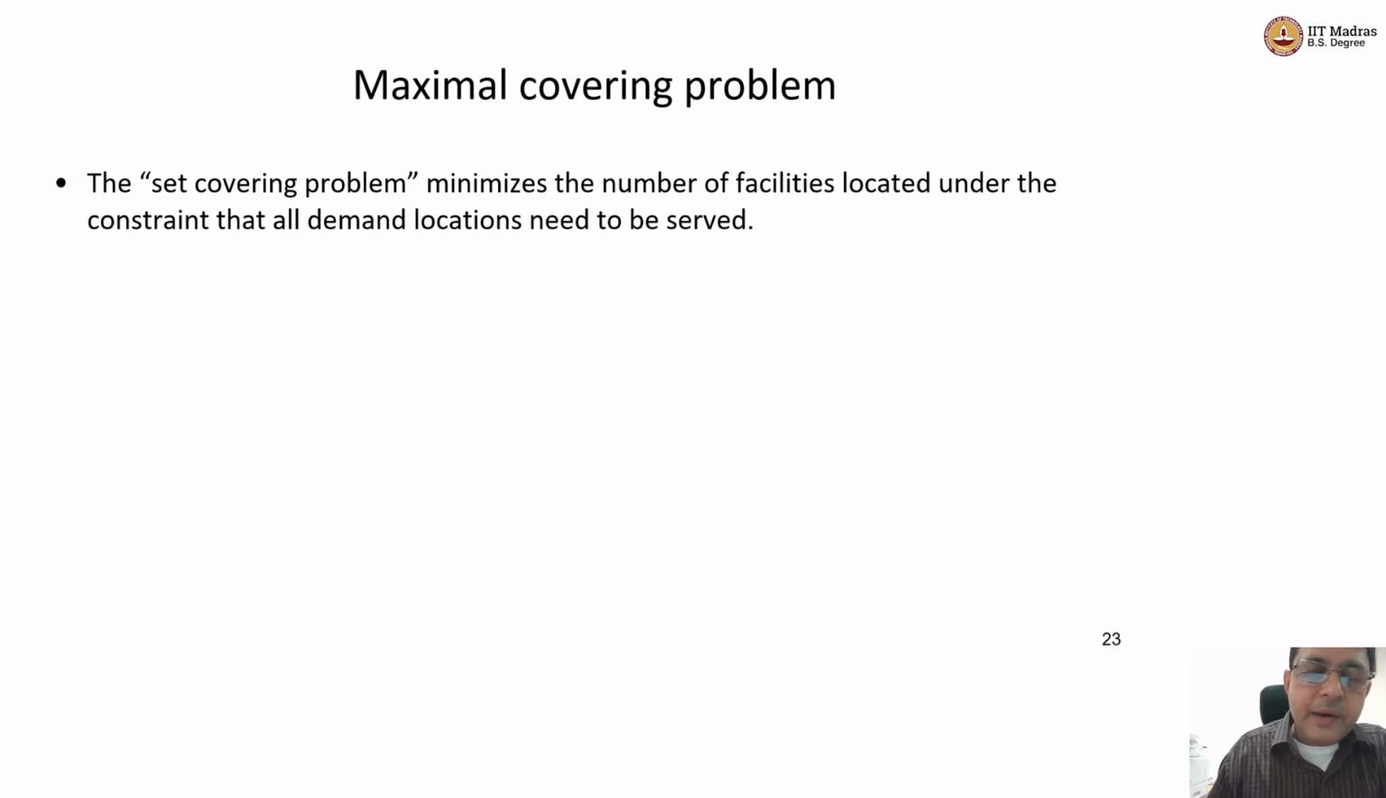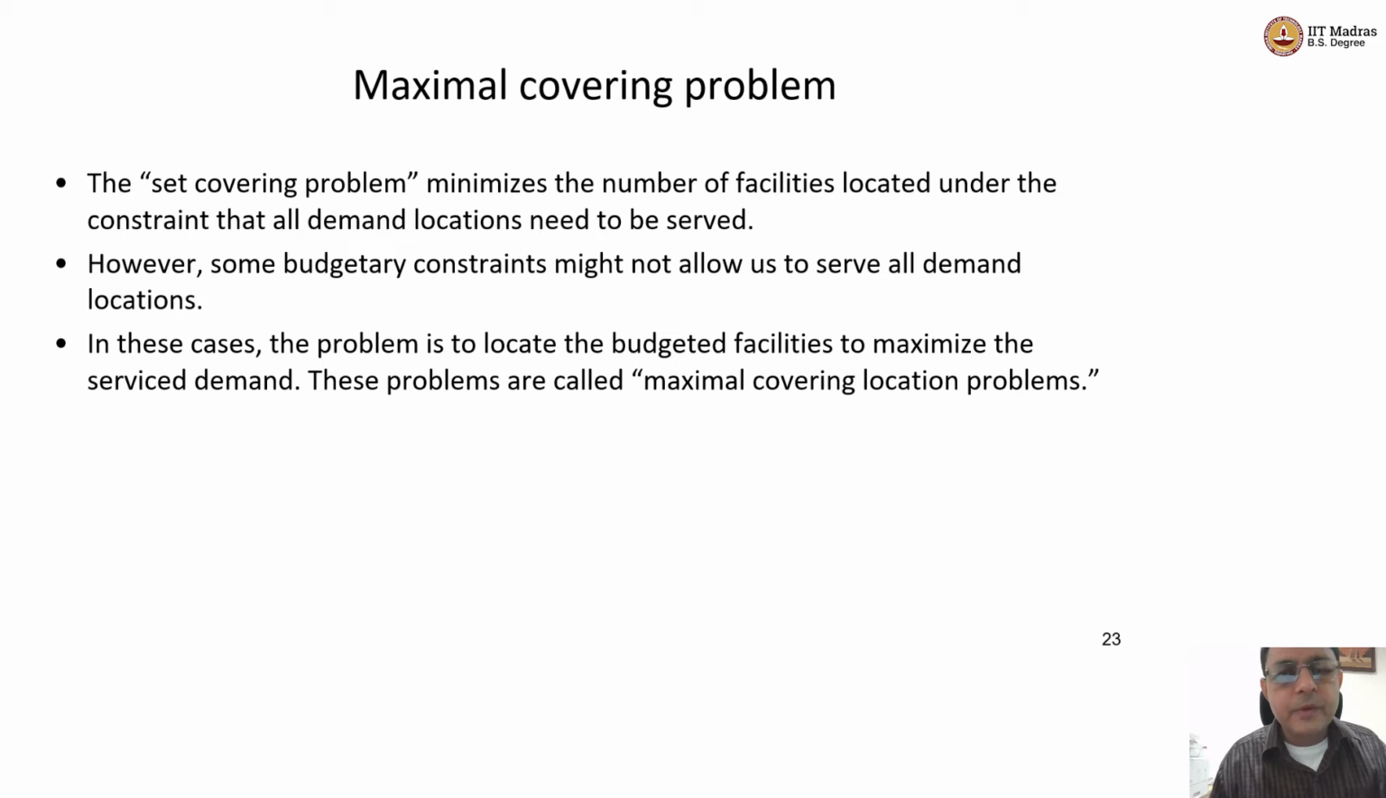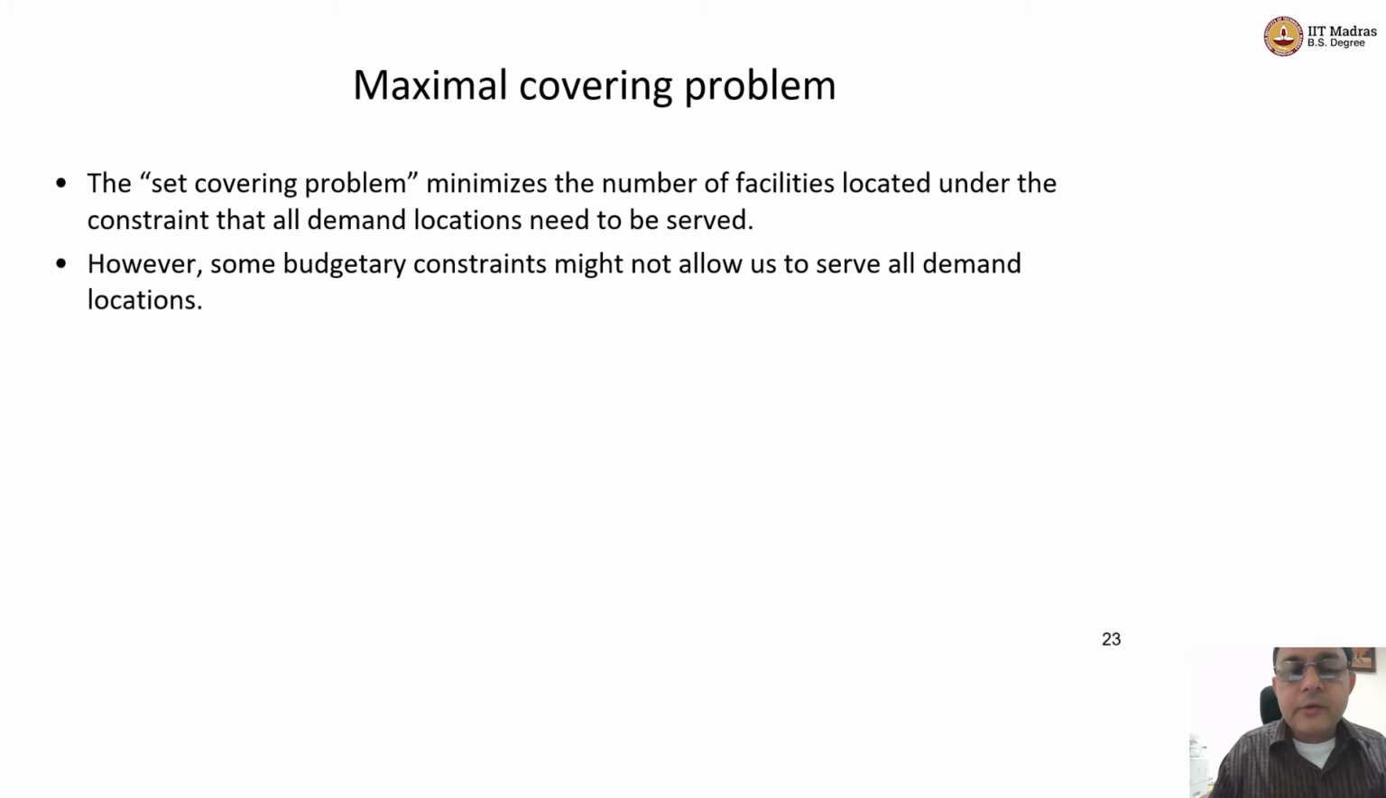Then we looked at partial set covering problem and said some budgetary constraints may not allow us to have multiple facilities. But given the fact that I have so many facilities, what is the maximum that I can do? Now I am talking about the objective of partial set covering problem. The objective was to maximize the number of nodes covered with a given number of facilities, with a limited number of facilities. So the objective was maximization of the number of nodes covered.